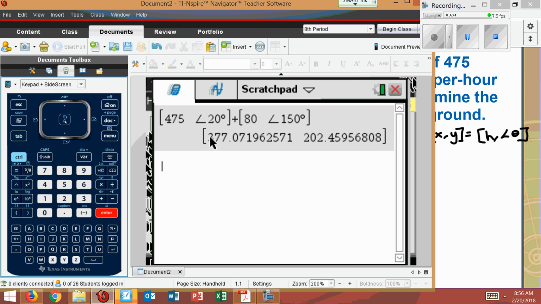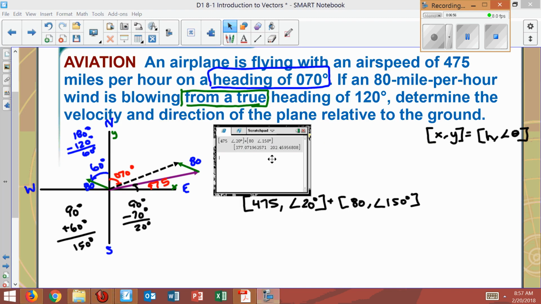It says it's going 377 miles per hour to the right, followed by 202.5 miles up or north. So there's the value there. And so we could write as our answer the x and y velocity. It says determine the velocity and direction of the plane relative to the ground. As an x and y, this would be my answer. It would be 377, I'm just going to go to the nearest tenth, 0.1, and then over here, for the y value, it would be 202.5.